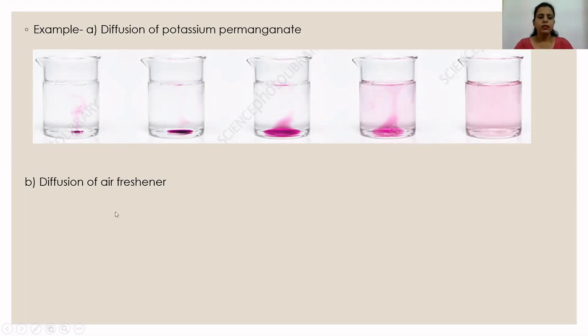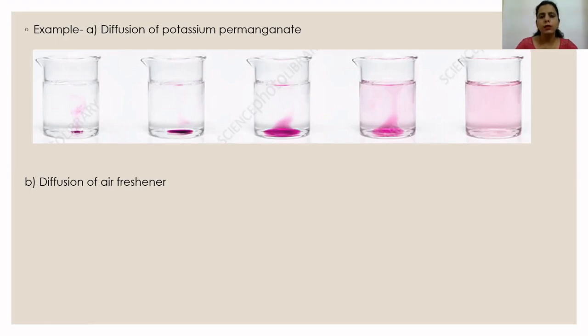Another example is diffusion of air freshener or diffusion of perfume molecules. For example, in one corner of a room, if you spray perfume or air freshener and a person is standing in the other corner of the room, after a few seconds the person can easily smell the fragrance of that particular air freshener or perfume. Why? Because in the corner in which you have sprayed the perfume, it is present in higher concentration, and in the other corners of the room the perfume molecules are not at all present. So there we have a lower concentration of the perfume molecules.